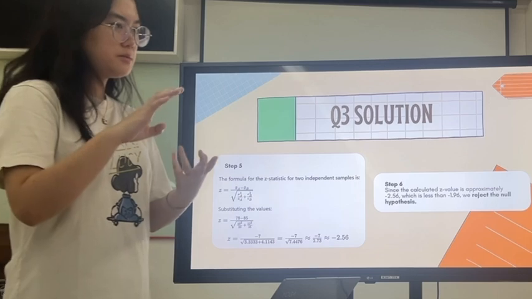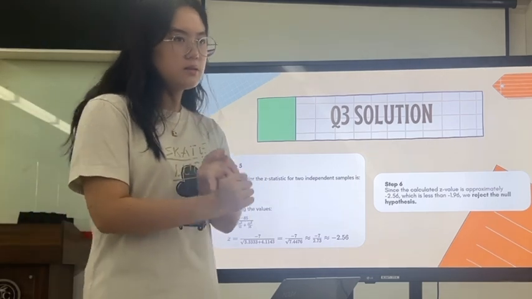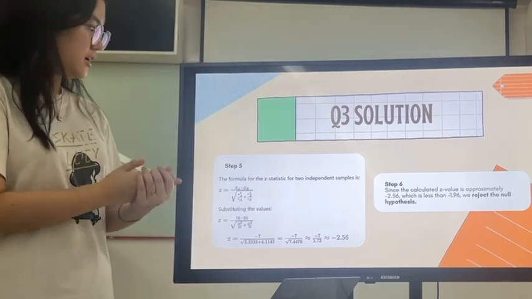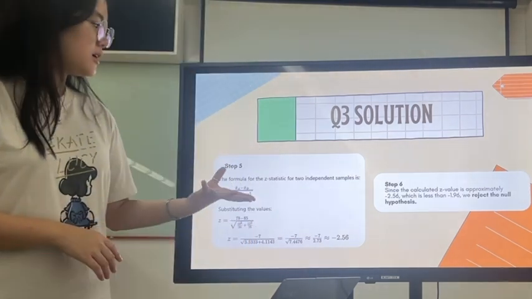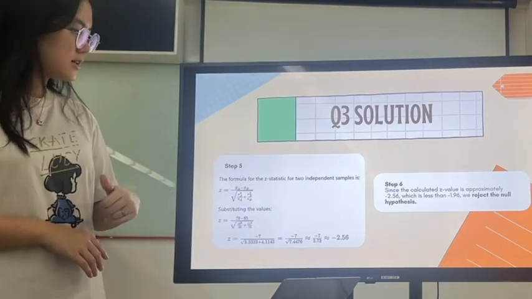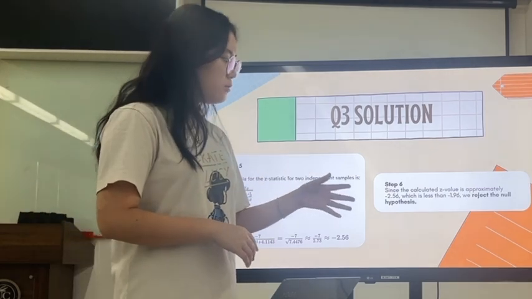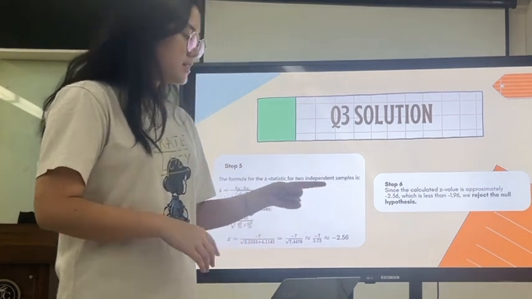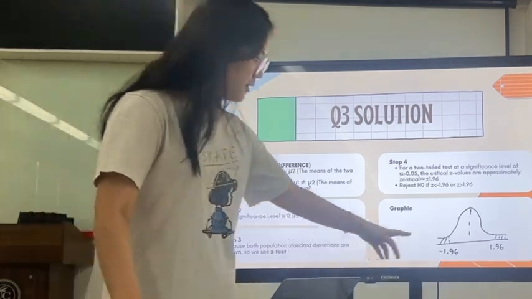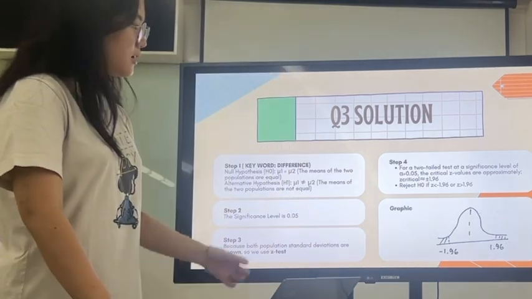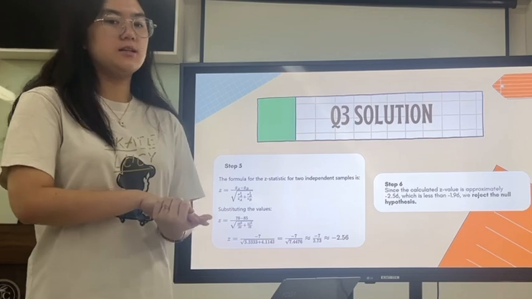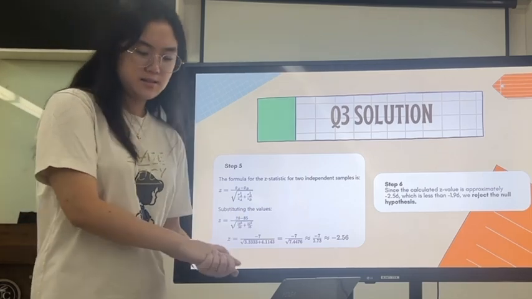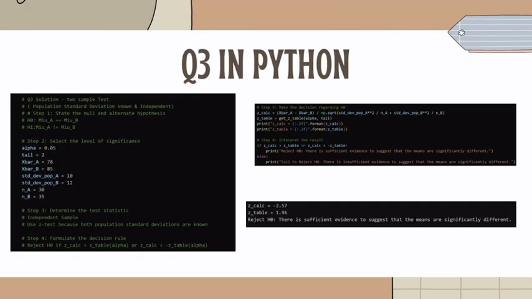So step 6, the final step, is concluding everything. Since the calculated z value is approximately minus 2.56, which is less than minus 1.96, it falls in the rejection region, which is why we reject the null hypothesis. This is the Python for question 3 and the result is also the same.